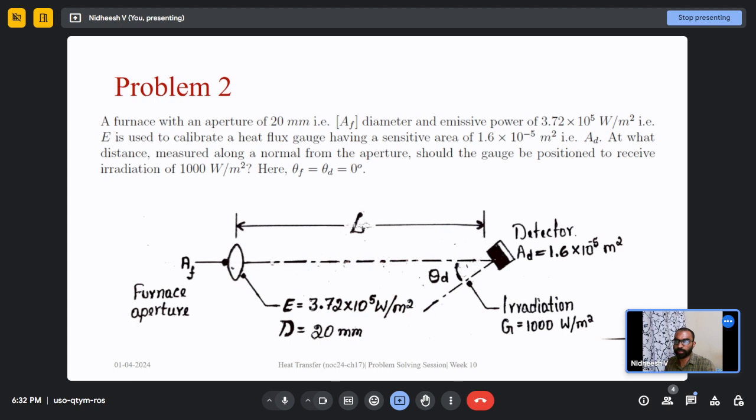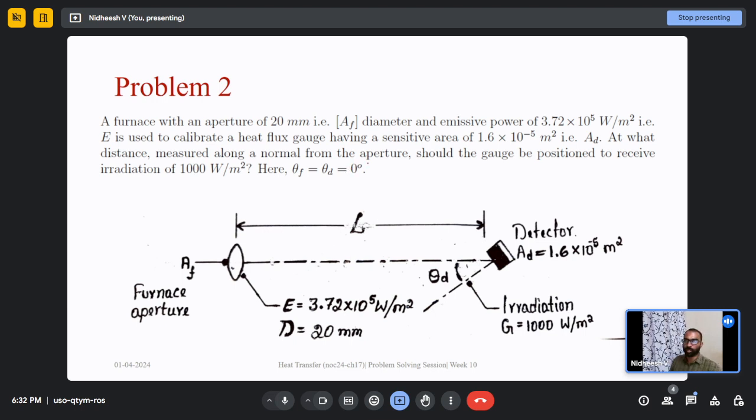A furnace with an aperture of 20 millimeters diameter and emissive power of 3.72 into 10 power 5 watts per meter square is used to calibrate a heat flux gauge having a sensitive area of 1.6 into 10 power minus 5 meter square. At what distance measured along a normal from the aperture should the gauge be positioned to receive irradiation of 1000 watts per meter square? Here consider theta f and theta d equal to 0 degree. This is what is given in the question.